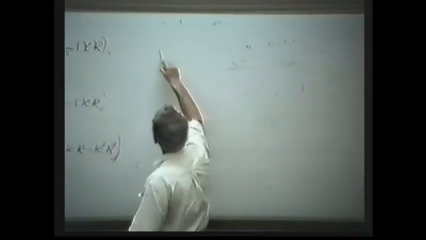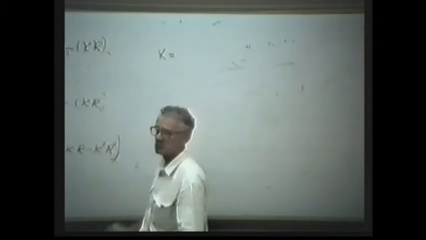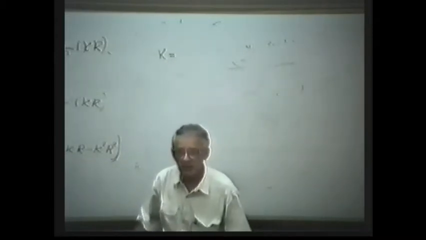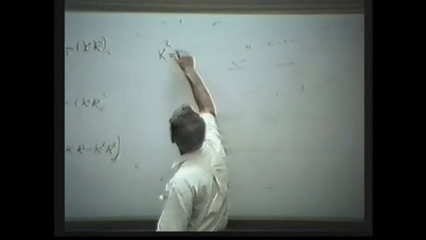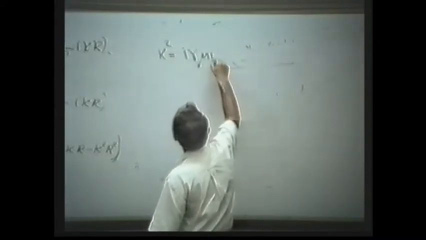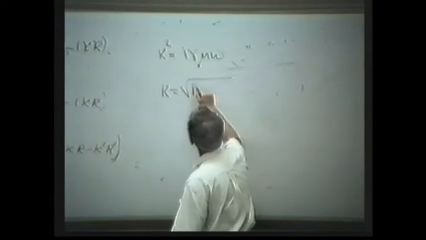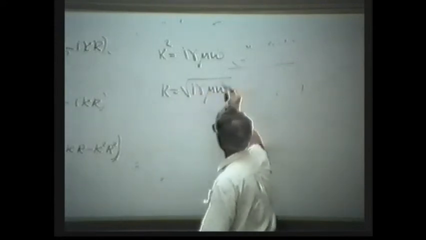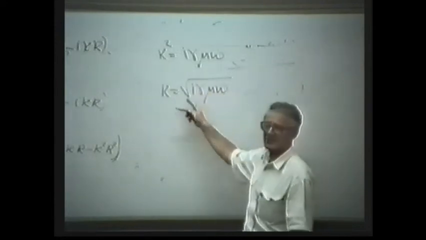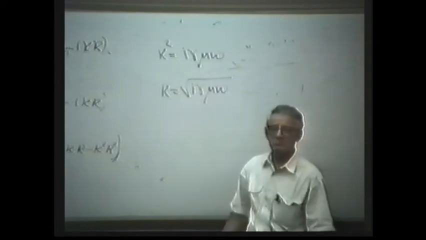What is k? It's the wave number. We know that k squared is i gamma mu omega. Therefore, k equals the square root of i gamma mu omega. And what is the square root of i?